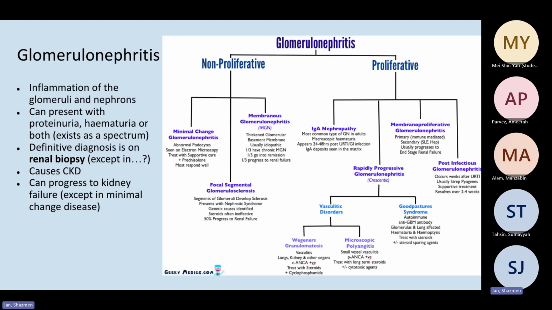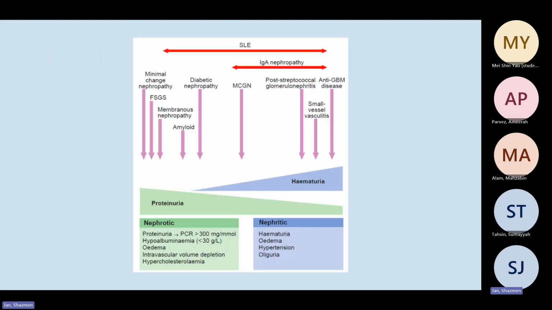Whereas non-proliferative is the opposite. There isn't an increase in the number of cells, and so it's going to present with more of a nephrotic syndrome, where there's predominantly loads of protein in the urine. This diagram also explains why I was saying that glomerulonephritis can exist on a spectrum. For example, minimal change nephropathy is a purely nephrotic syndrome, but then there are other conditions where you can have an overlap between the two.